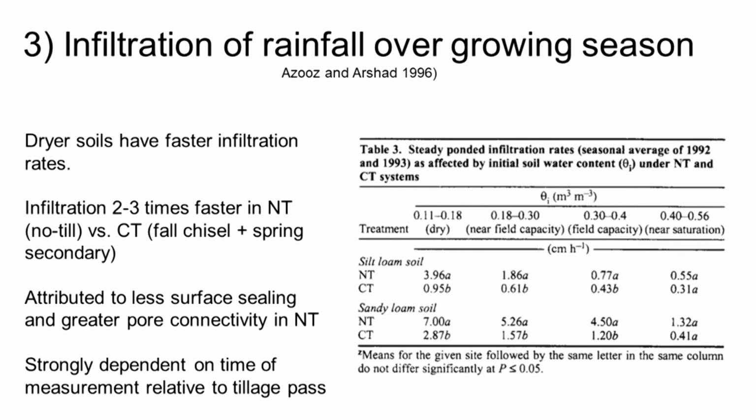Now, I will say that in these kinds of studies, the infiltration rate in the conventionally tilled field depends on the time of measurement relative to the tillage pass. So in this particular study, they had fall chisel, I believe, and then spring secondary tillage. These measurements were taken in mid to late June. And so the timing of these measurements relative to tillage is going to influence the infiltration rates associated with conventional till.